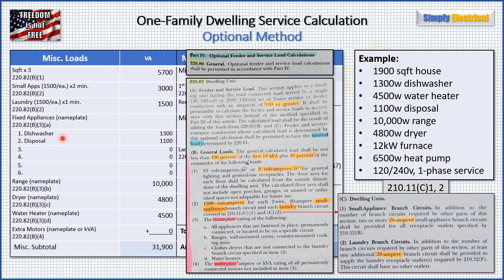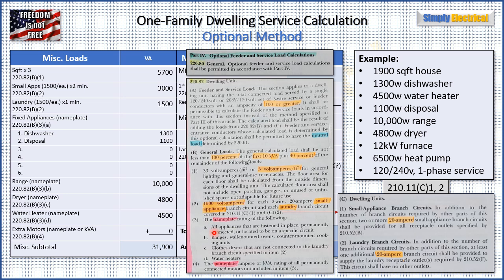In this case, we have dishwasher and disposal. Here's a dishwasher, here's a disposal, and we have 1300 watts or VA, 1100 VA. We have them listed right there. Now you may have 3 or 4 or 5 or 6, or you may have 10 of these appliances or more. So you just got to list them all here and add them all up. And we're taking nameplate ratings of everything.